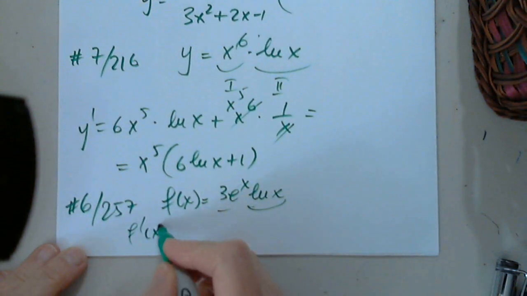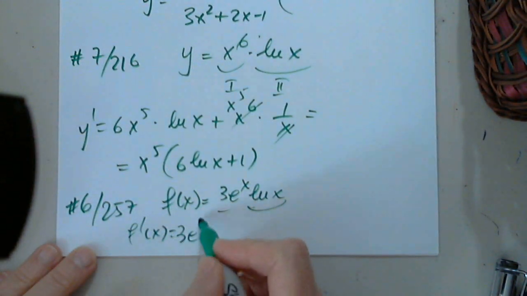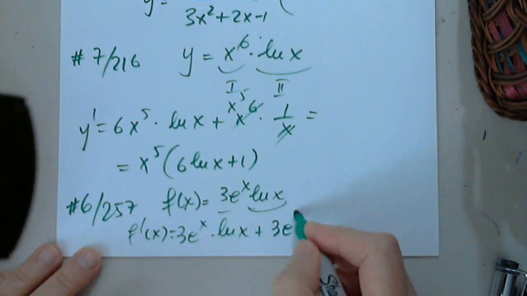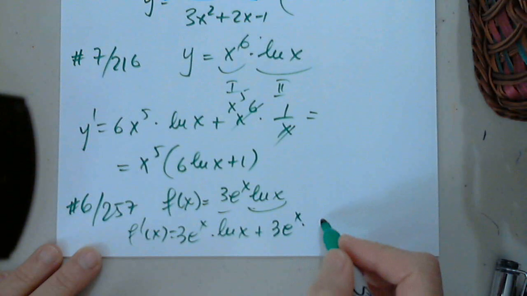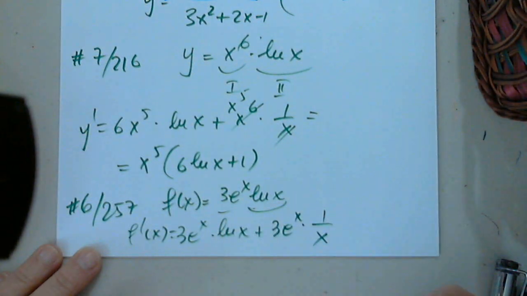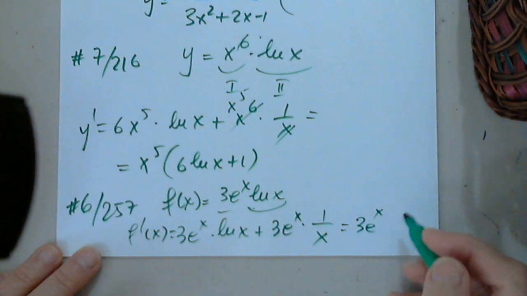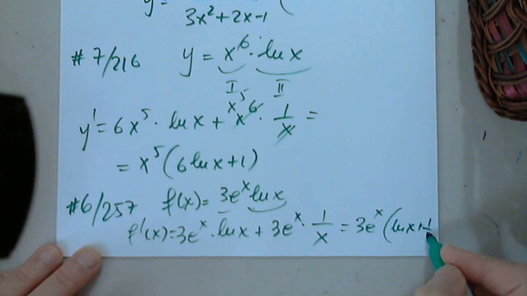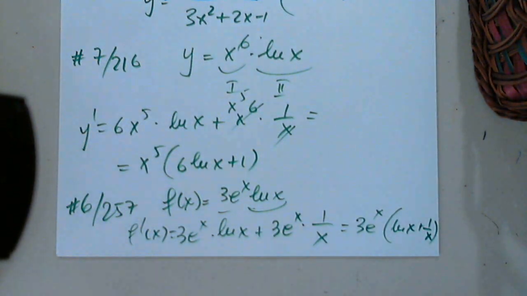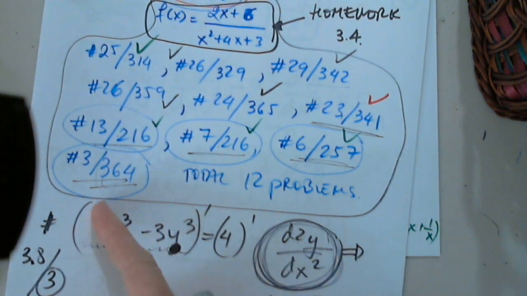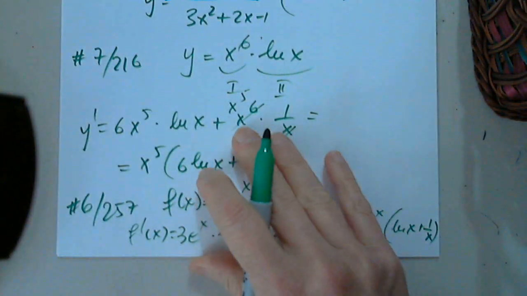So then f prime of x will be the first function prime, 3e to the x, times natural log x plus the first function times the second function prime. All we can do is just factor out 3e to the x. 3 times e to the x, natural log x plus 1 over x. That's it. So we looked at this, and this, and we have here one more. 3 on 364.